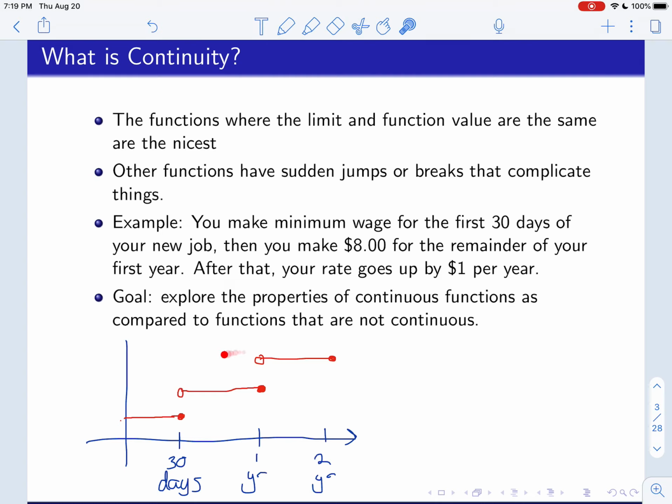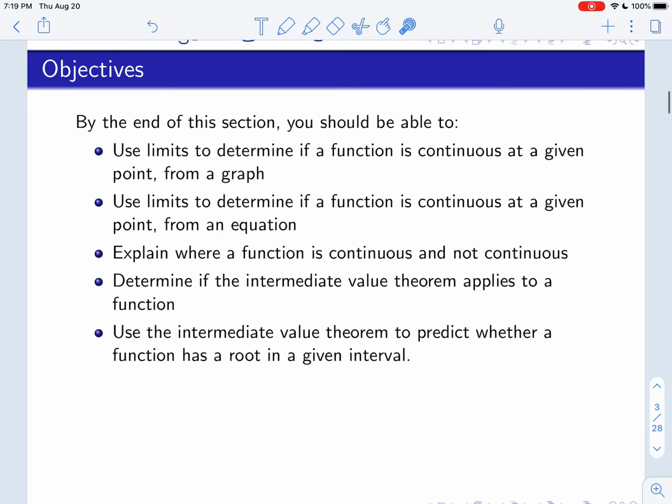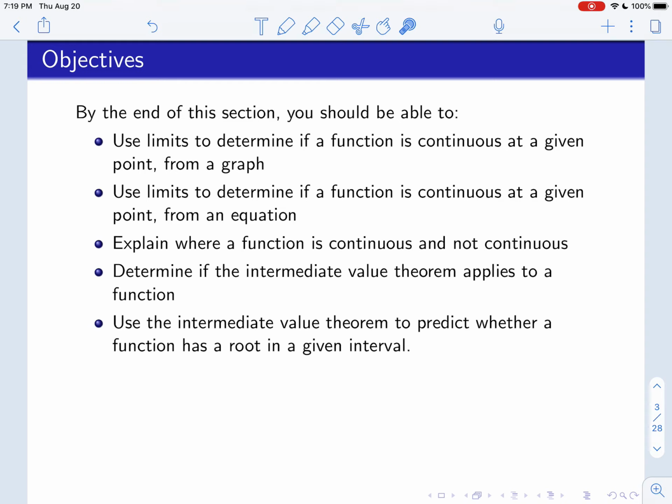So we want to be able to compare this to a function that's continuous and see how the properties of the functions are different. By the time we get to the end of the section, you'll be able to talk about how you can use a limit to decide if a function is continuous on a graph, also from an equation. You'll be able to explain where a function is continuous and where it's not. We're going to talk about something called the intermediate value theorem, and you'll be able to determine if it applies to a particular function and then use it to predict something about a function.